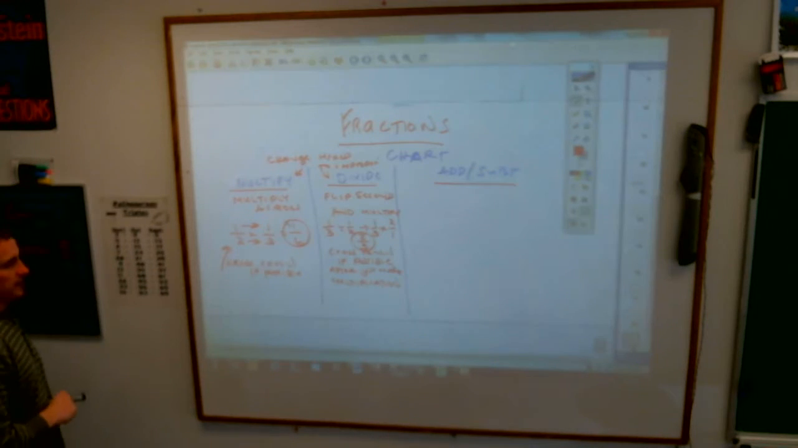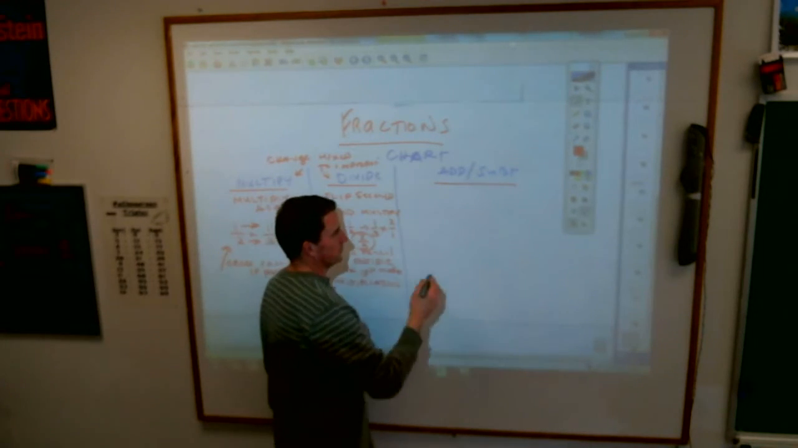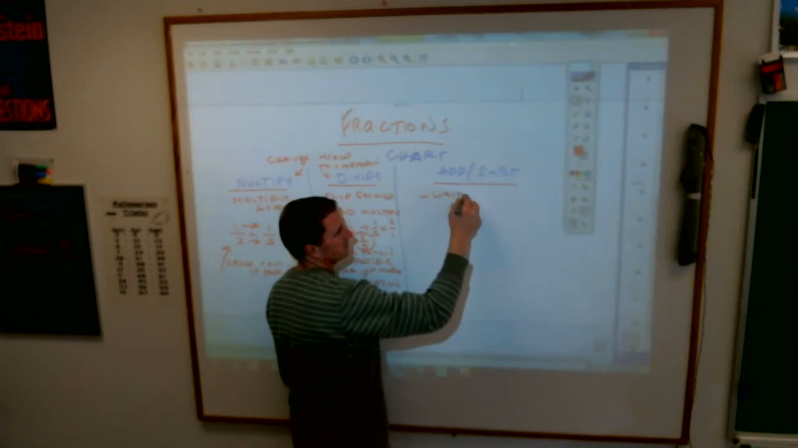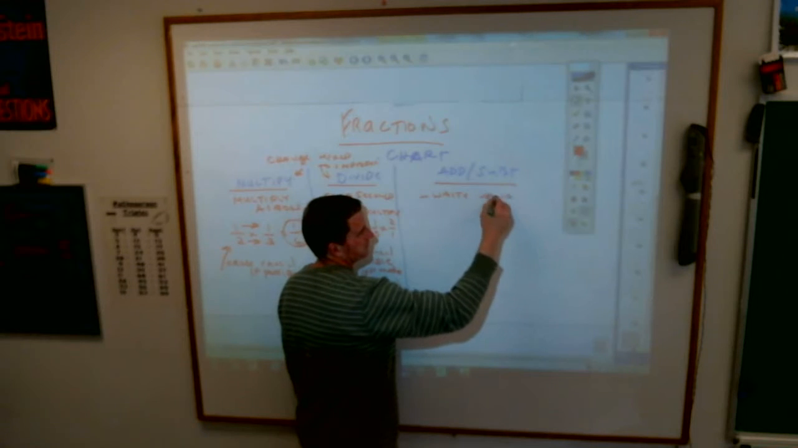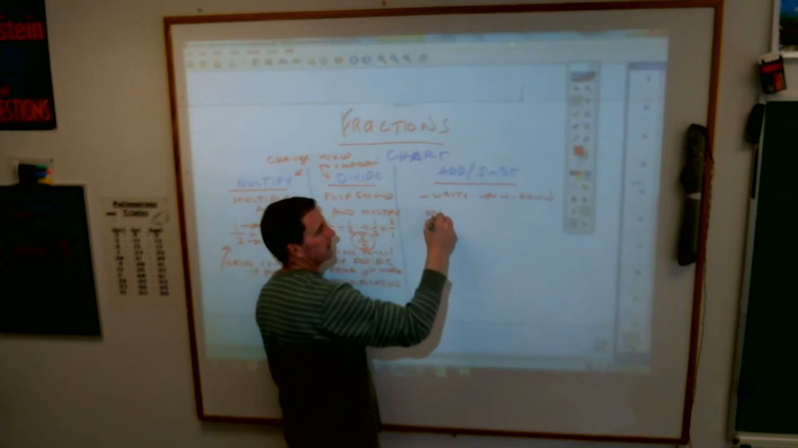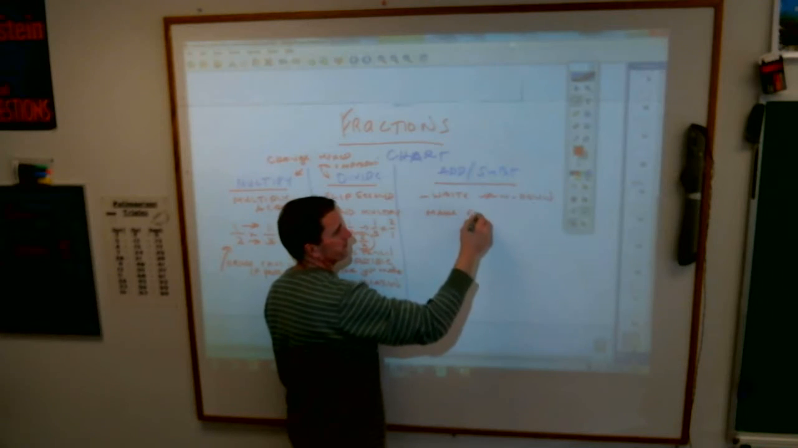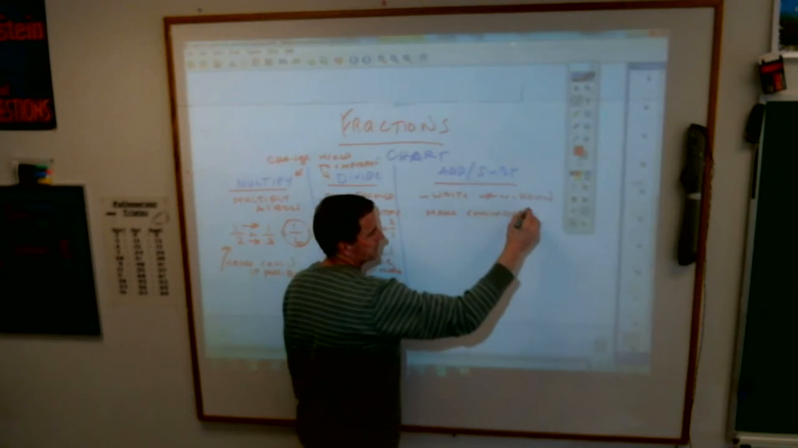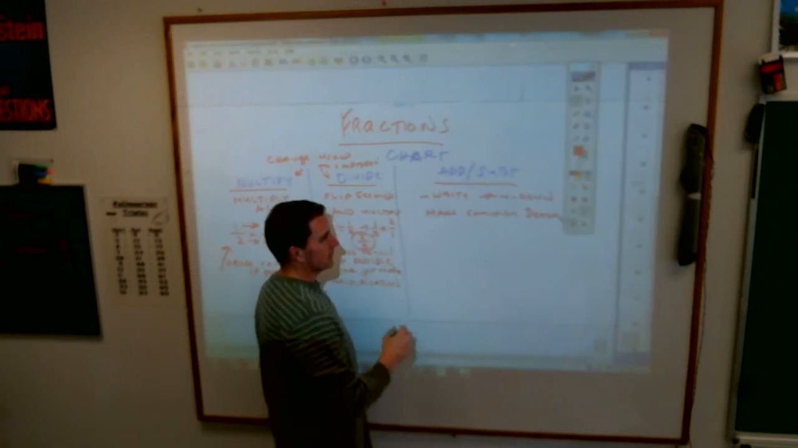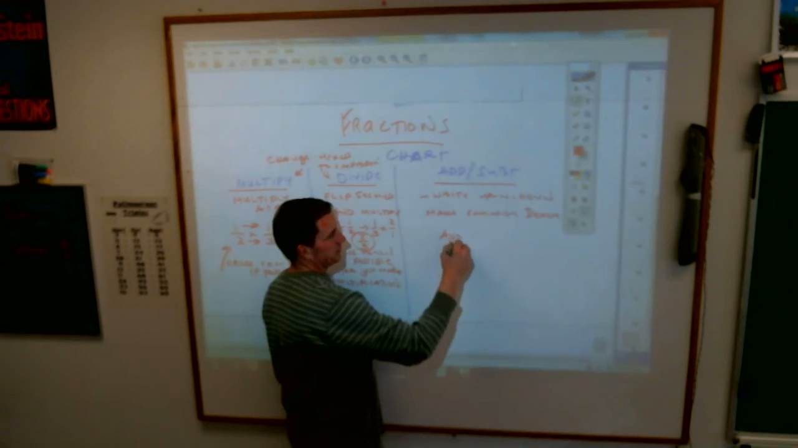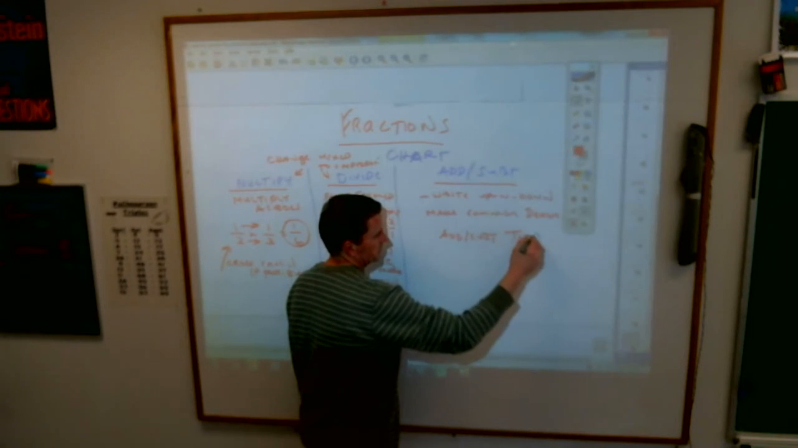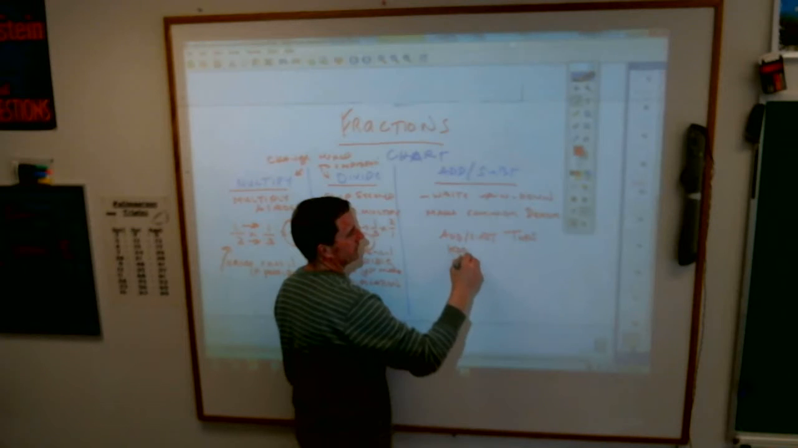And adding and subtracting fractions are very similar, because you do what? You write them up and down, and you make common denominators. And you add or subtract the tops, and you keep the bottom the same.